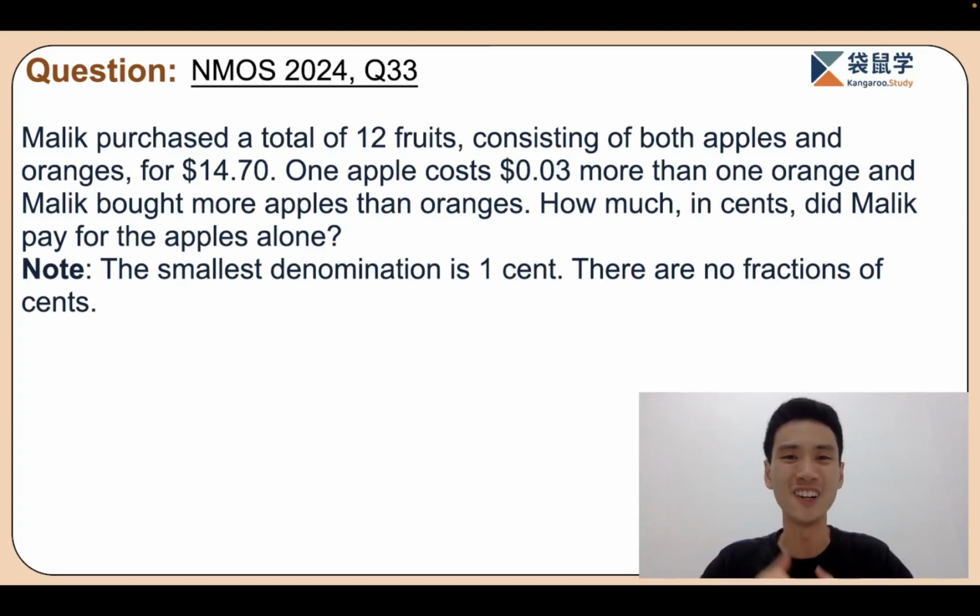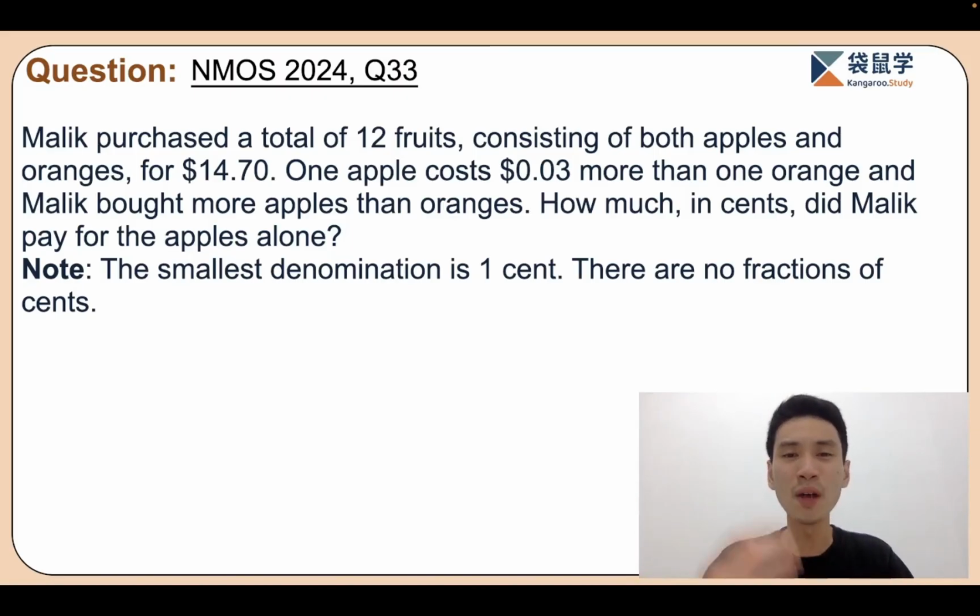Now, what would your first step be when solving this question? Well, we have information about two fruits, apples and oranges. And what information do we have about these fruits? We know the difference of one of the fruits. One apple costs 3 cents more than one orange. And what's more, what do we know? We know the total price and the total quantity. So what might we do to summarize all this information in an easy to see way? We can draw a model.